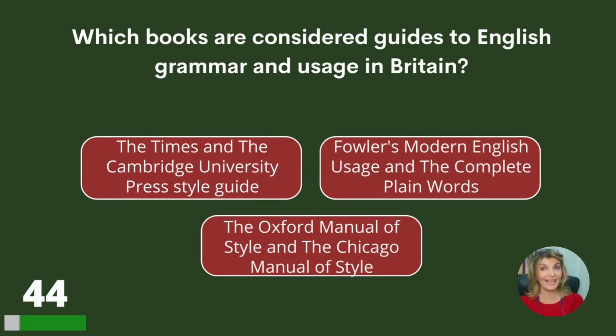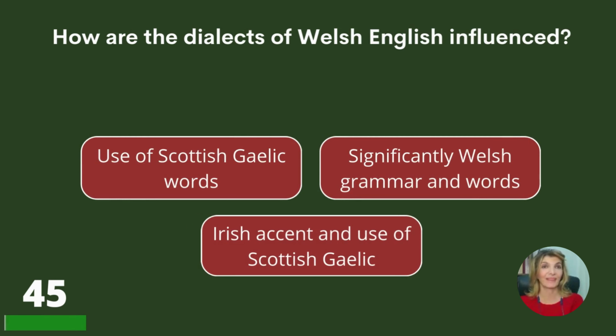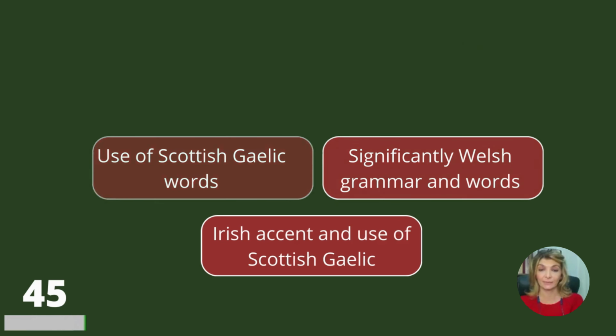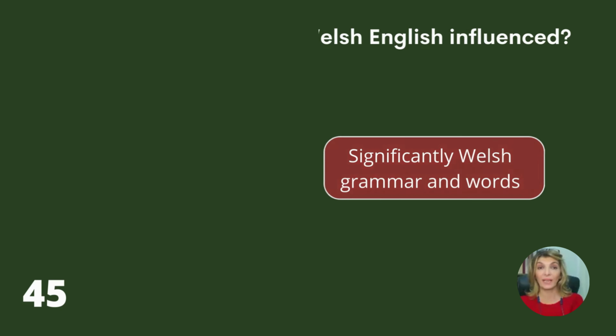Which books are considered guides to English grammar and usage in Britain? The Times and the Cambridge University Press Style Guide, Fowler's Modern English Usage and the Complete Plain Words, or the Oxford Manual of Style and the Chicago Manual of Style? Fowler's Modern English Usage. How are the dialects of Welsh English influenced? Use of Scottish Gaelic words, significantly Welsh grammar and words, Irish accent and the use of Scottish Gaelic. Significantly Welsh grammar and words.